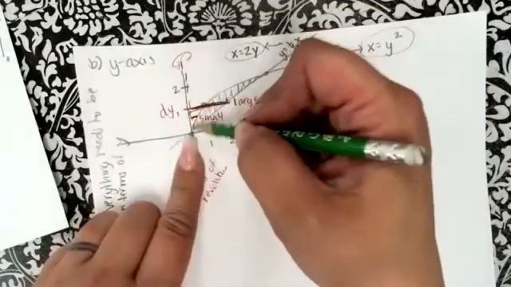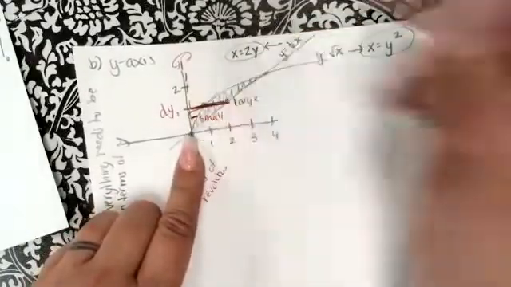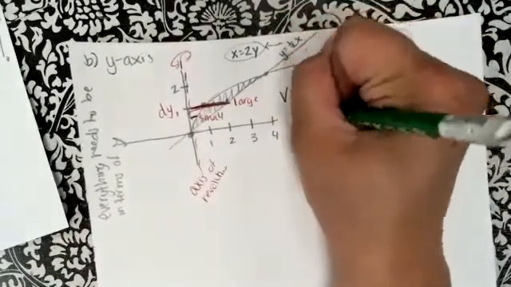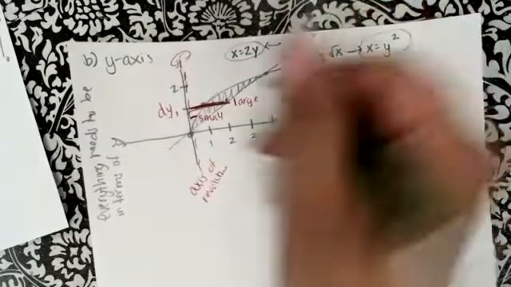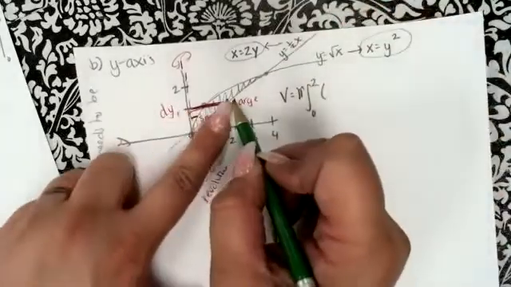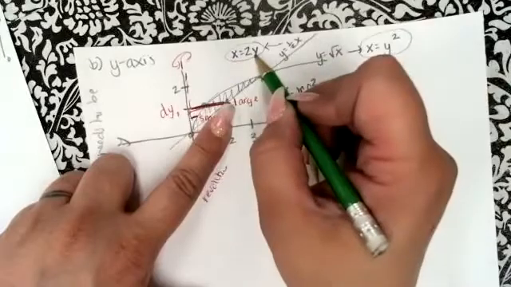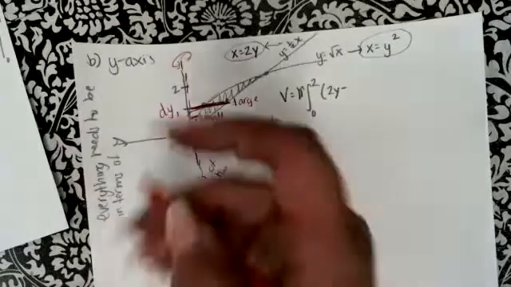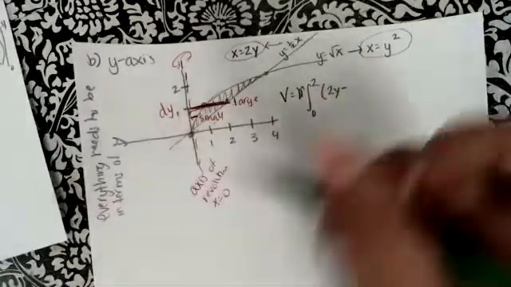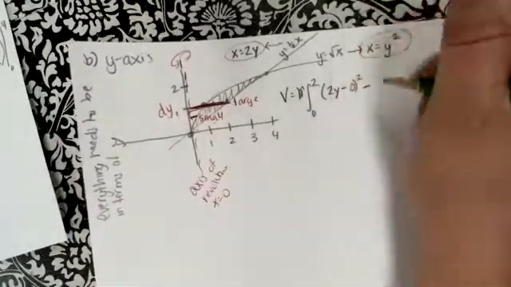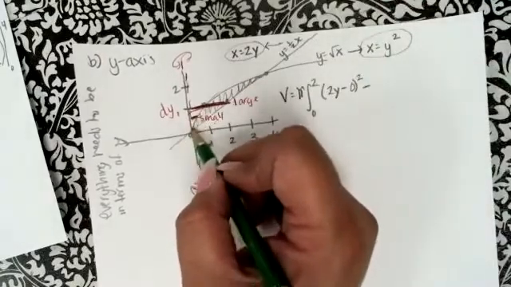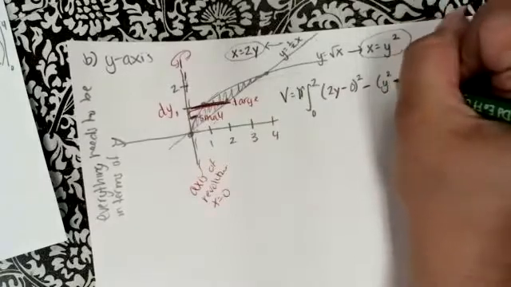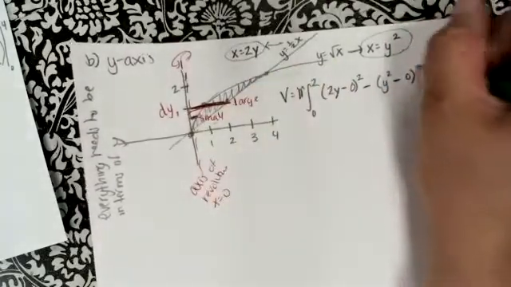And my y-axis is going from 0 to 2. So the volume is going to be pi from 0 to 2. The large radius is the linear line, which is 2y. Subtract the axis of revolution. Now the axis of revolution is x equals 0. So it's just going to be a 0 square. Subtract the small radius, which is this curve, y squared. Subtract axis of revolution, which is a 0.